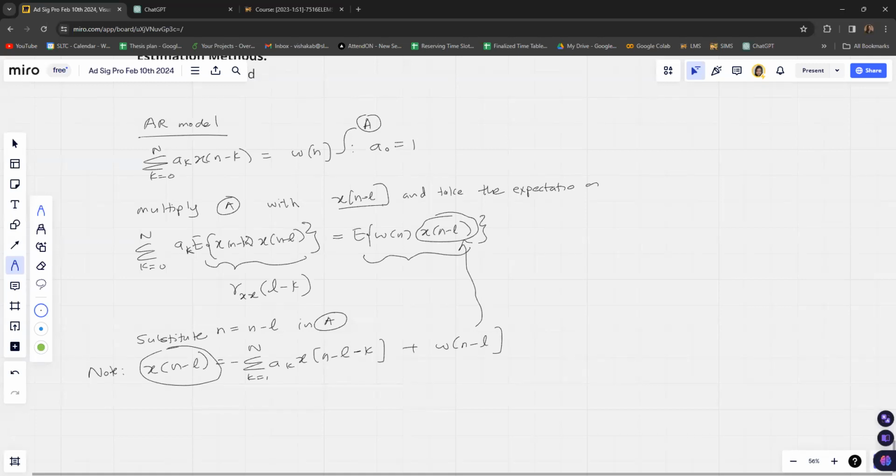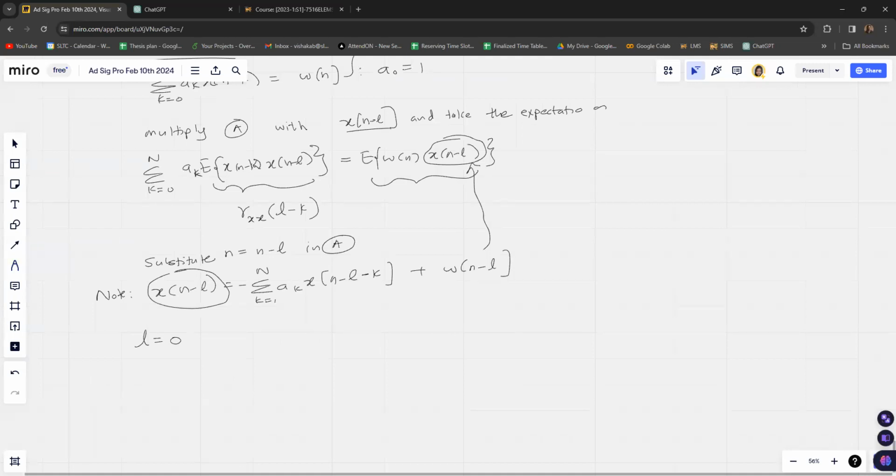We can consider two cases as well: L equals 0 and L not equal to 0. First we consider L equals 0 and we try to substitute this term into here. So we make L equals 0 in B.